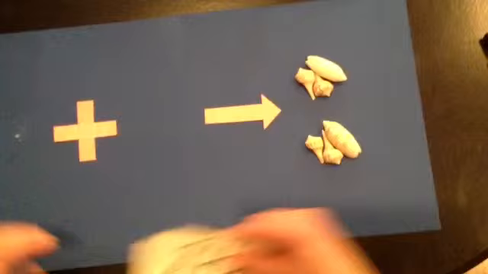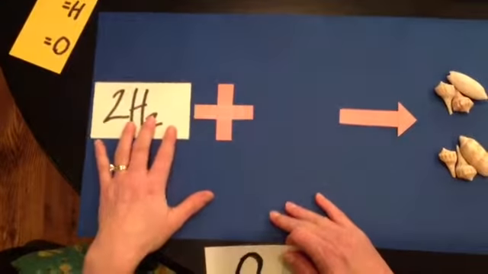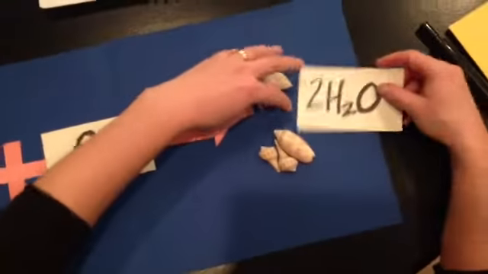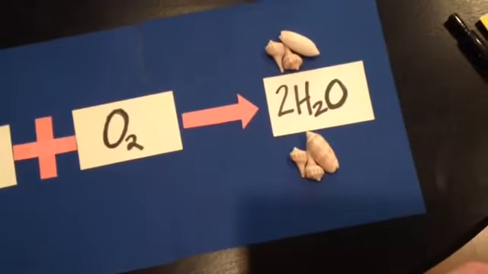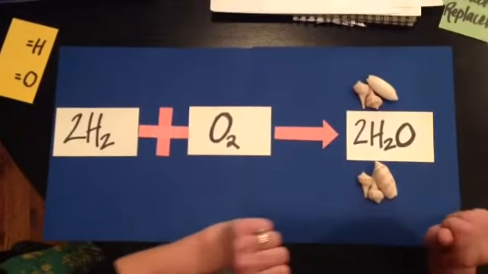So to summarize, we had 2H2 plus 1O2 yields 2H2O. This is a synthesis reaction. Two things react to become one.